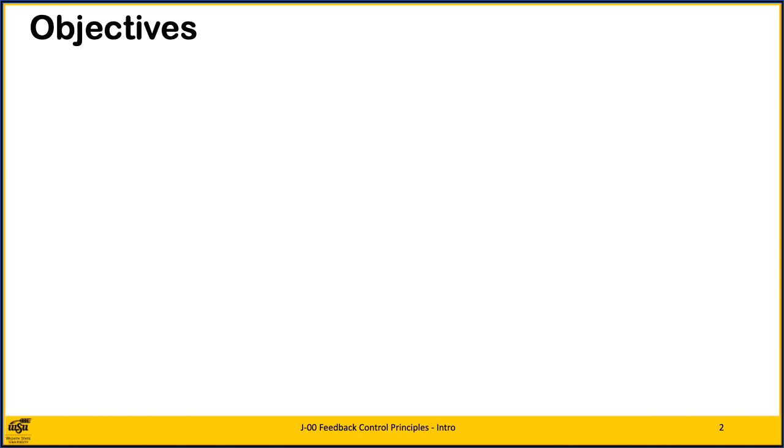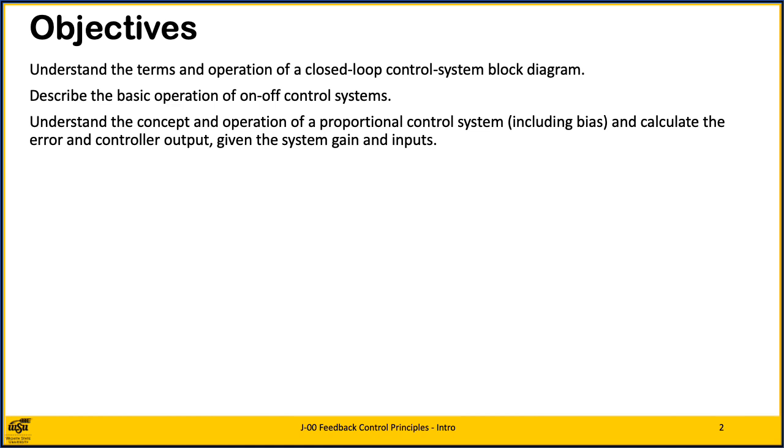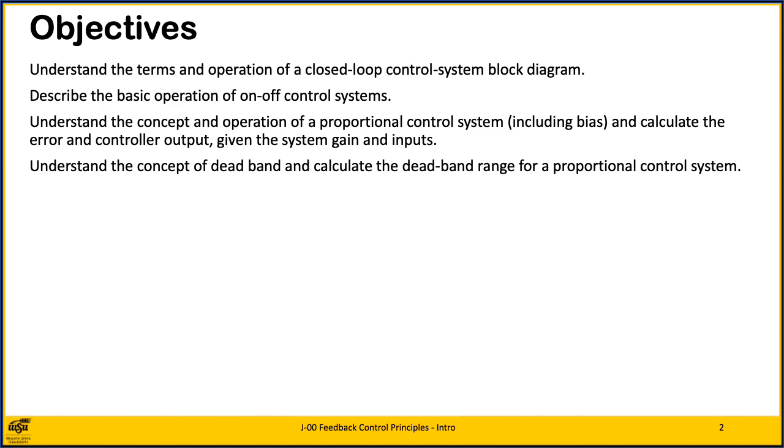After studying this chapter, you should be able to understand the terms and operation of a closed-loop control system block diagram, describe the basic operation of on-off control systems, understand the concept and operation of a proportional control system, including bias, and calculate the error and controller output given the system gain and inputs. Understand the concept of deadband and calculate the deadband range for a proportional control system.